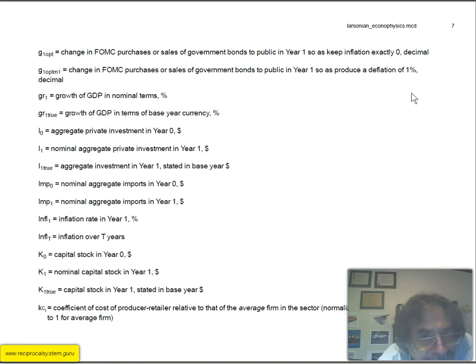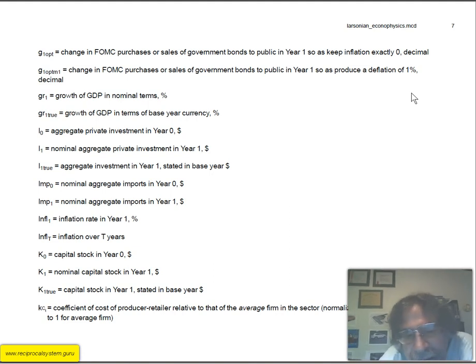Import, or imp sub 0, equals nominal aggregate imports in year 0. Imp sub 1 equals nominal aggregate imports in year 1, so in dollars. Inflation, INFL sub 1, equals inflation rate in year 1, percent. INFL sub T equals inflation over T years. So that's a total.